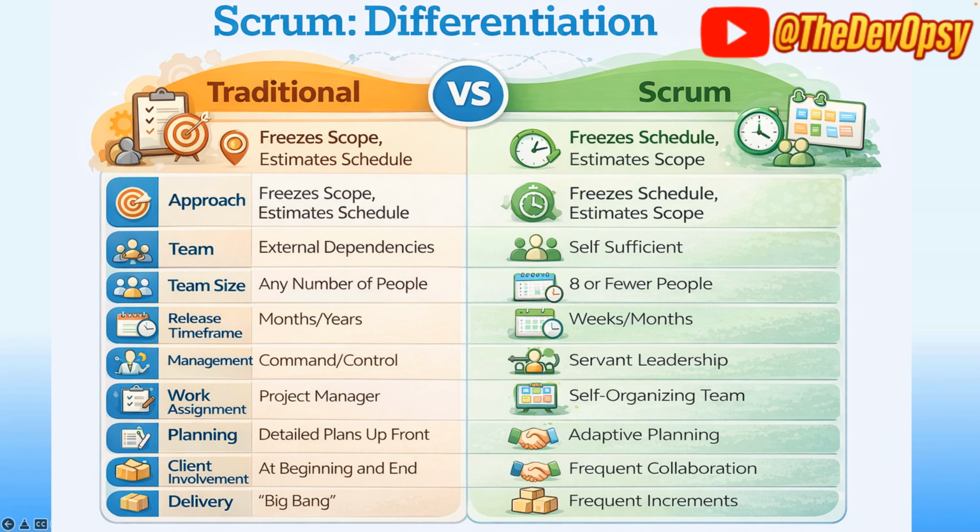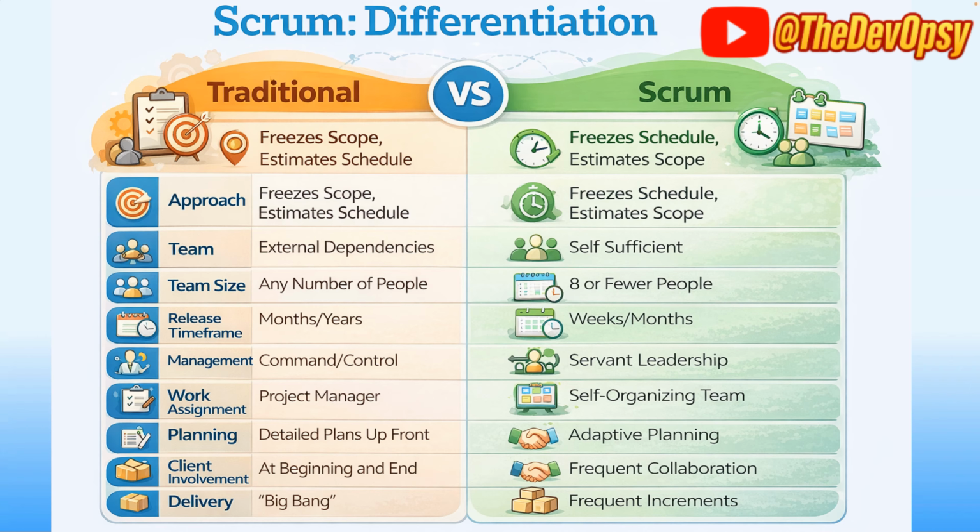In management, in the traditional workflow, you have control of management, which people like. But in Scrum, we have servant leadership. We have the Scrum Master, who is more focused on facilitating things rather than giving directions or giving control. Work assignment is usually done by the project manager in traditional, and here again, it is a self-organizing team. They do their own tasks on their own. Planning: detailed plans are upfront, but here it is adaptive planning. Adaptive planning is like sprint planning, where you make sure that these are the things we can work on, and we do it in iterations.